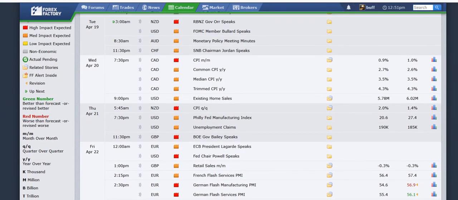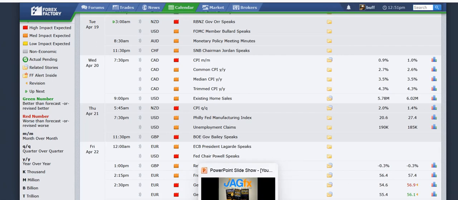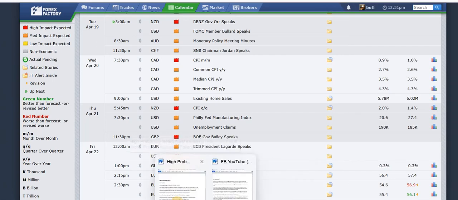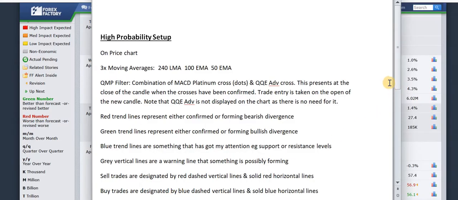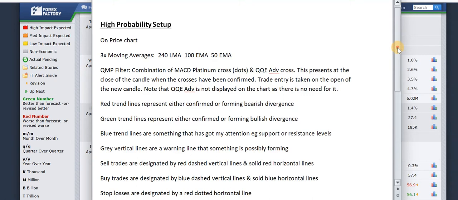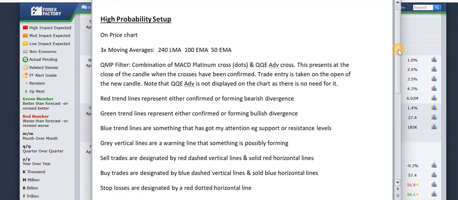So that's the news. Now, if you've never watched my videos before or seen my setup, you may be a bit confused with all the things on the charts, all the colours, all the lines, the settings for the indicators, etc. This Word document sort of explains it all. So you can have a read of this, take a screenshot, or just print it out, or pause the video and have a read. Shows you what the moving averages setups are.